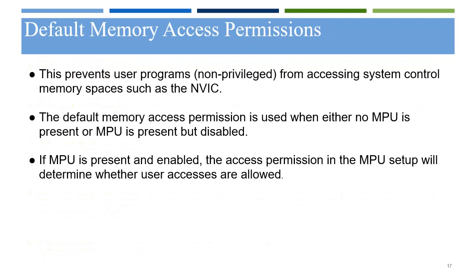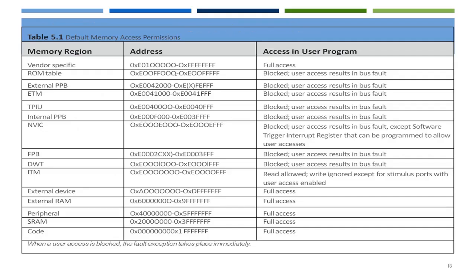Default memory access permissions. The Cortex M3 memory map has a default configuration for memory access permissions. This prevents user programs from accessing system control memory space such as the nested vector interrupt controller. The default memory access permission is used when either no MPU is present or the MPU is present but disabled. If the MPU is present and enabled, the access permission in the MPU setup will determine whether user accesses are allowed. The default memory access permissions are shown in the table below.